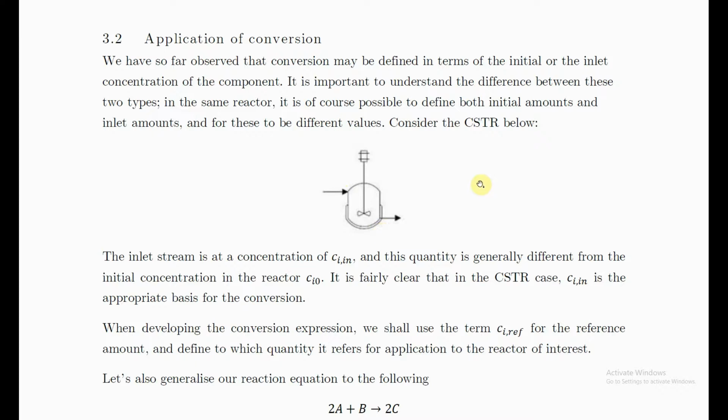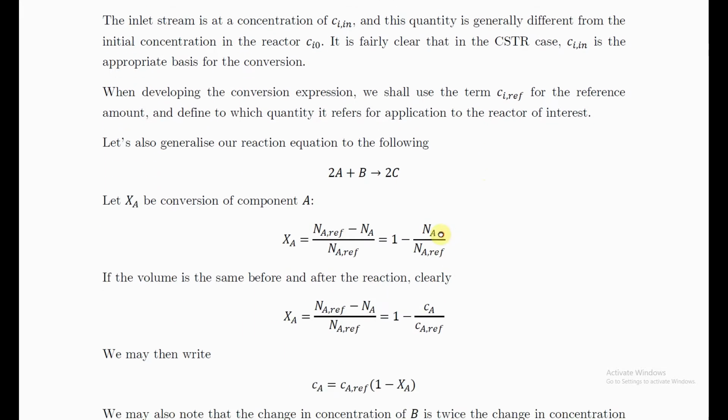So for a batch reactor, instead, we would say the conversion of a component will depend on the initial amount that we put in the reactor. So if it's a batch reactor, we don't have these flows here, then we can't talk about a concentration here. Instead, we have to talk about an initial amount in the reactor.